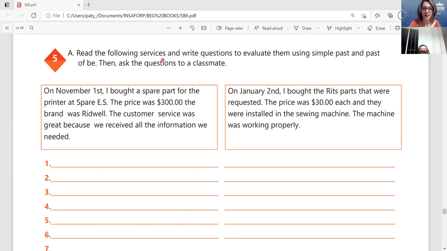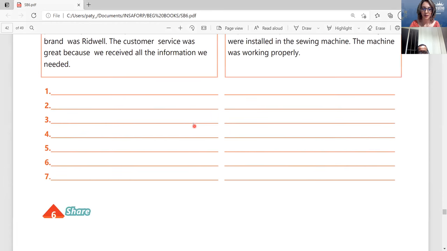Okay, in this case, we have to say requested. Requested. You have two options with that one. 30 or 30. Two possibilities. So I usually say 30. Each. You can say 30 and it will be fine. 30 each. Okay, working properly. Y pues, siguiente, la siguiente página. Next page.